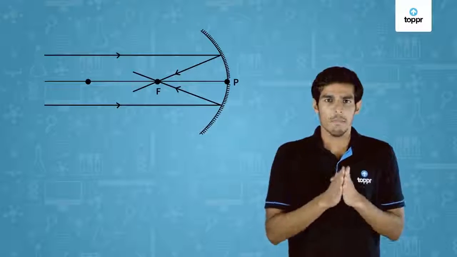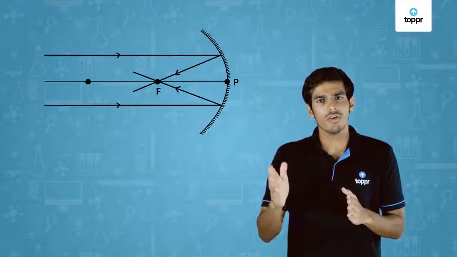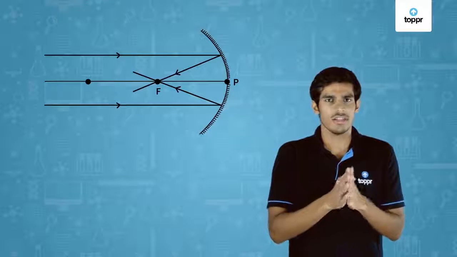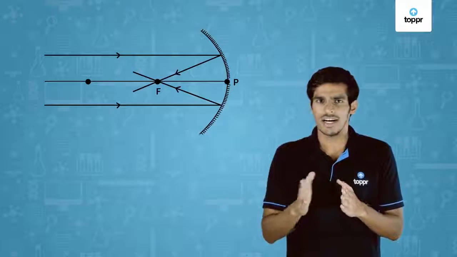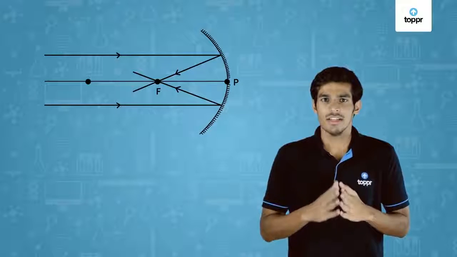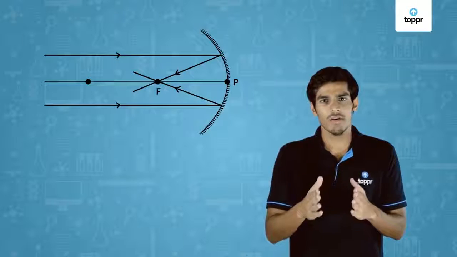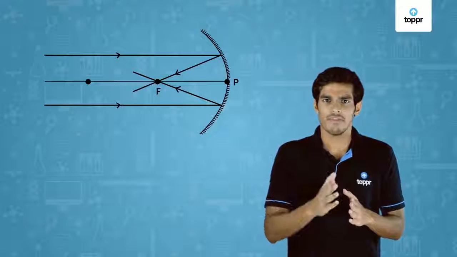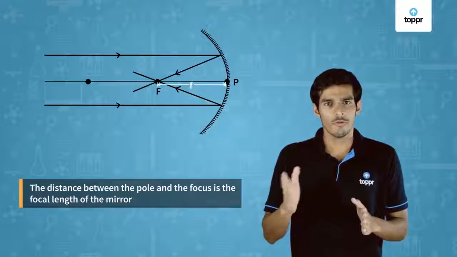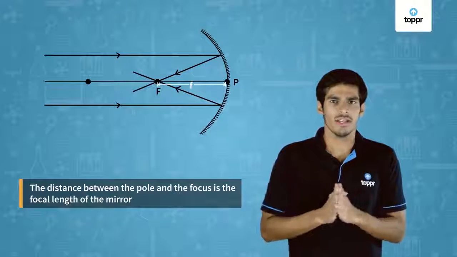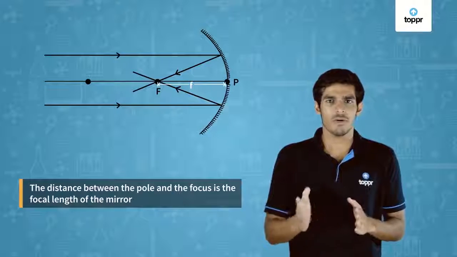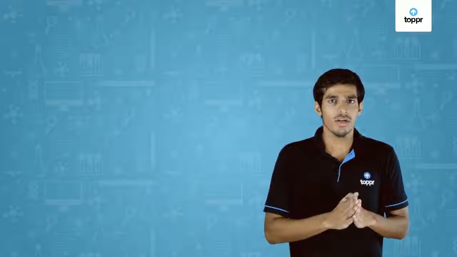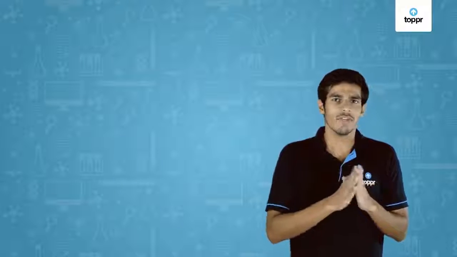A number of rays parallel to the principal axis fall on the concave mirror, and after reflection they meet or intersect at a point on the principal axis. This point where these rays meet or converge is called the principal focus, and it is represented by F. The distance between the pole and the focus of the mirror is called the focal length, and it is represented by small f. In the activity we performed, the distance between the pole and the point where we got the brightest spot is the focal length of the mirror we used.